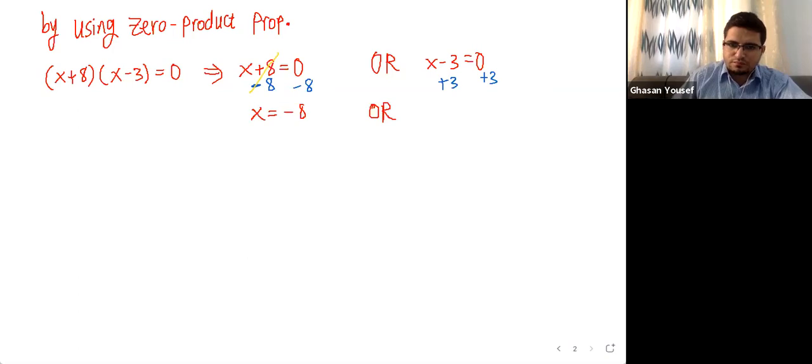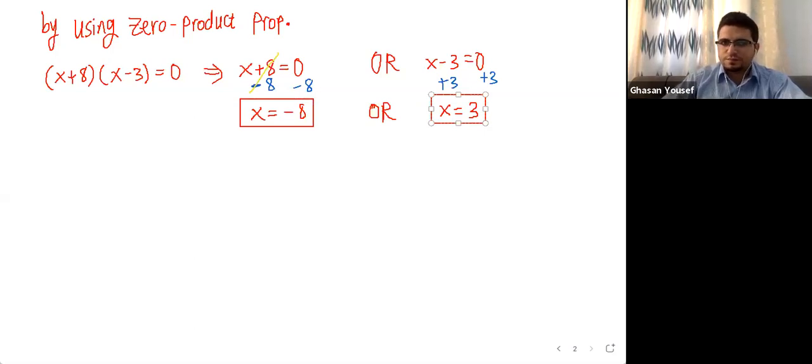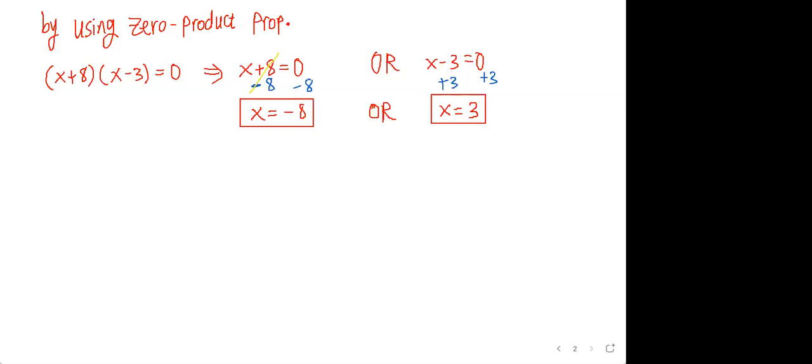Or here I have to add 3 to both sides, so I can get x equal positive 3. So the solutions for this quadratic equation are x equals negative 8 and x equals 3. Is it clear? Is it clear how we can solve this quadratic equation? Yes. Any question?